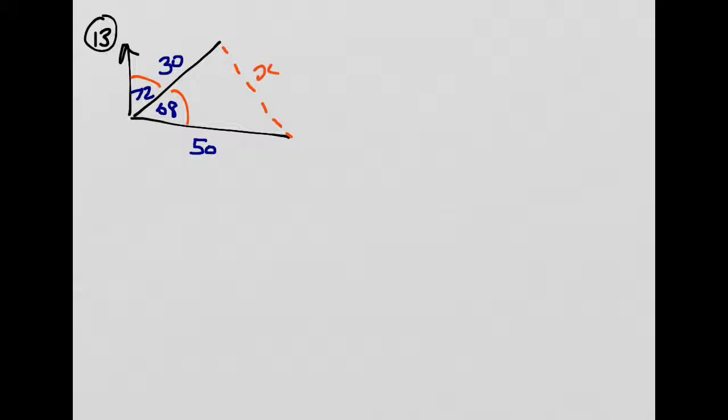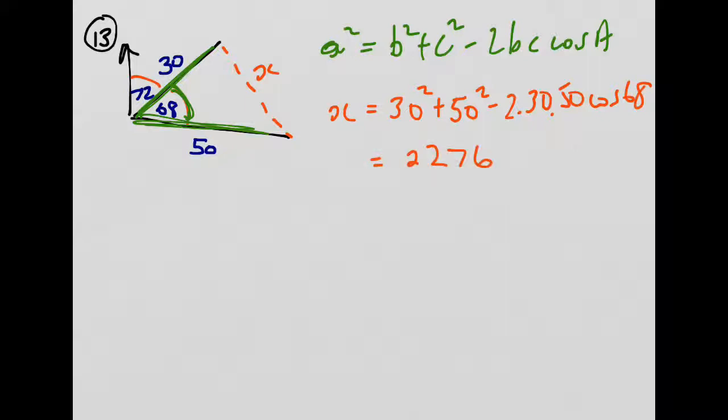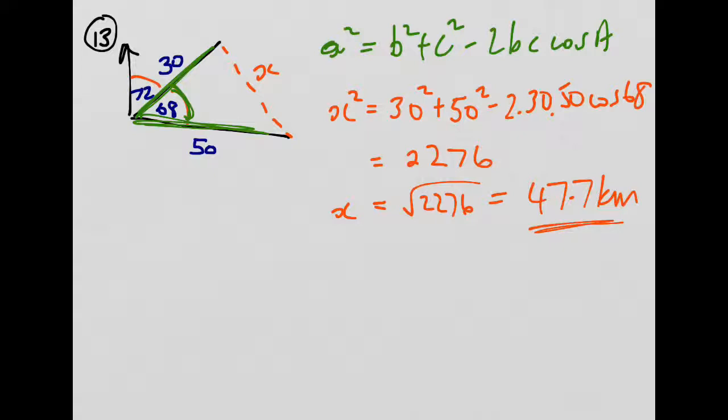Now we're trying to calculate side x here, so we have the picture where we know two sides and we know the angle between them, so therefore it's the cosine rule, which is a squared equals b squared plus c squared minus 2bc cos a. So putting the numbers in, 30 squared plus 50 squared minus 2 times 30 times 50 times cos 68. All of that comes to 2,276. So your answer for x is the square root of that, which comes out to be 47.7. Don't forget the units, kilometres.